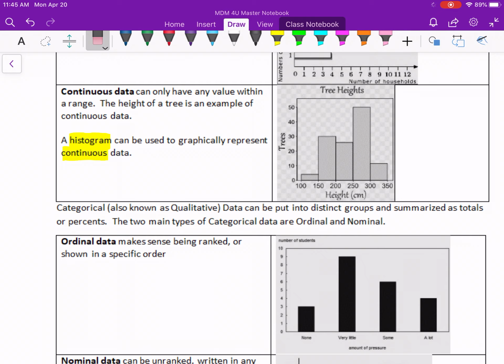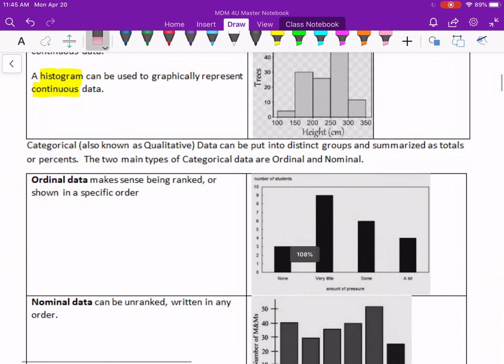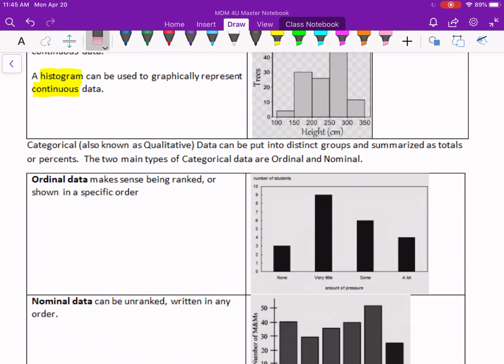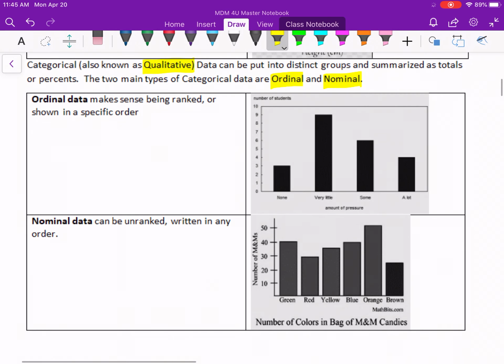As far as categorical data goes, we can break that down a little bit as well. So categorical data can also be known as quantitative data. Sorry, quantitative was numerical. Qualitative data, as in we're describing it by the qualities that it possesses. Data can be put into distinct groups, summarized as totals or percents. Two main types are ordinal and nominal. And again, we'll explain what that is a little farther down.